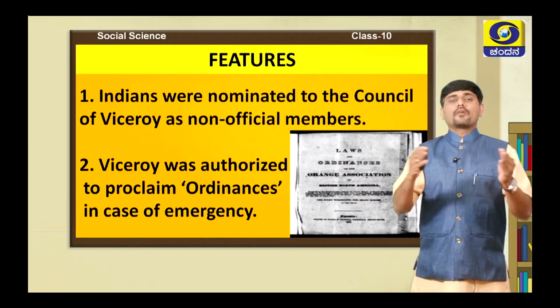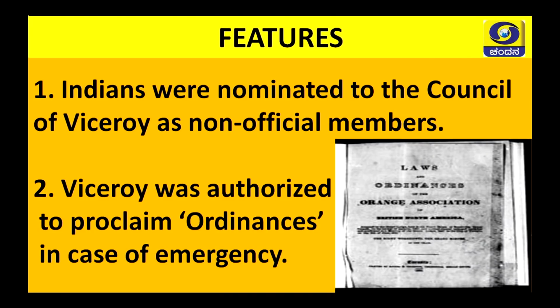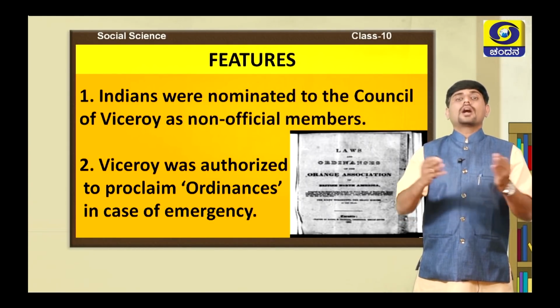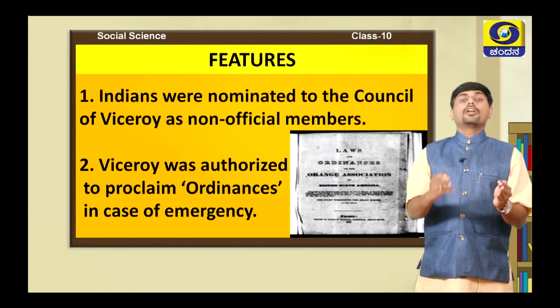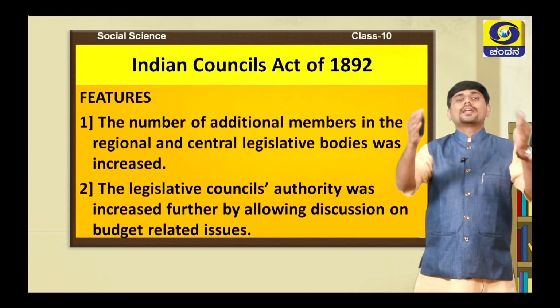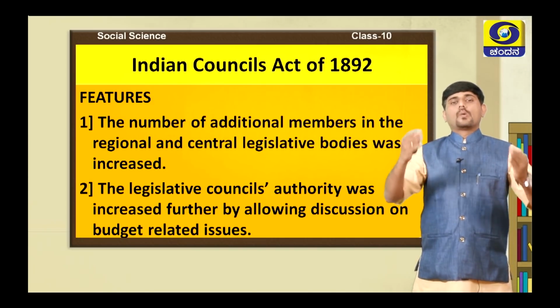The important provisions of this act: Indians were nominated to the Council of the Viceroy as non-official members. The Viceroy was authorized to proclaim ordinances in case of emergencies. If there are any emergencies, the Viceroy of India was allowed to introduce an ordinance. What was an ordinance? An ordinance was a temporary law introduced by the Viceroy.